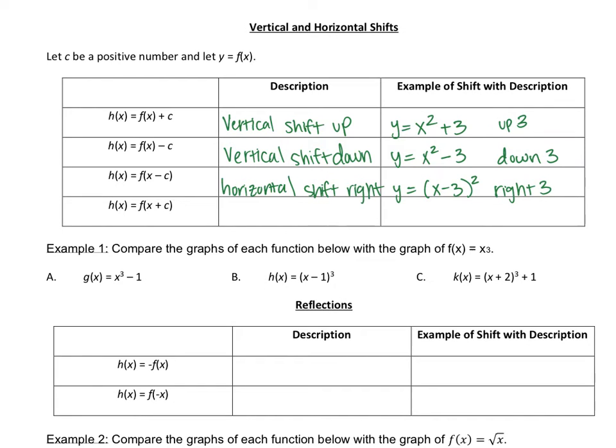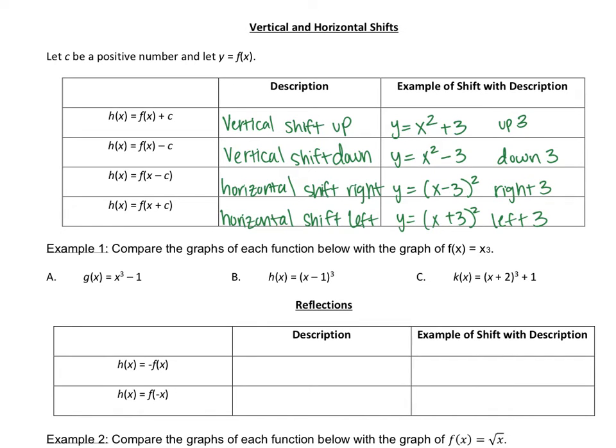And just like the opposite here, if you have a plus sign, you're also going to have a horizontal shift, but this time you're going to be shifting left. So we're going to say shift left. That would be an example if you had x plus 3 in the closed parentheses. So this would be a left shift of 3 units.